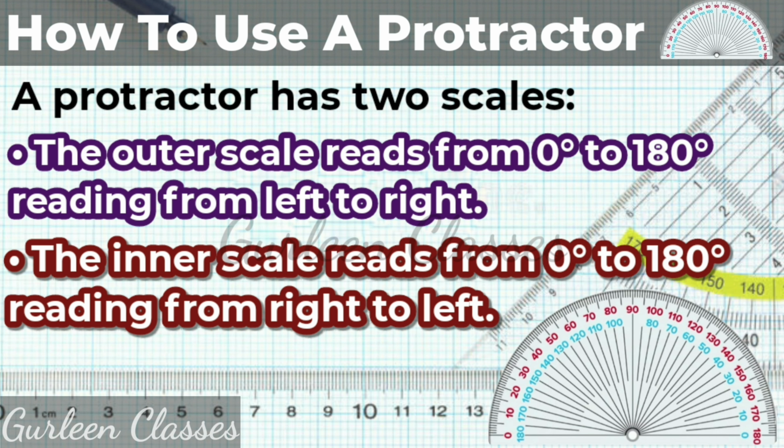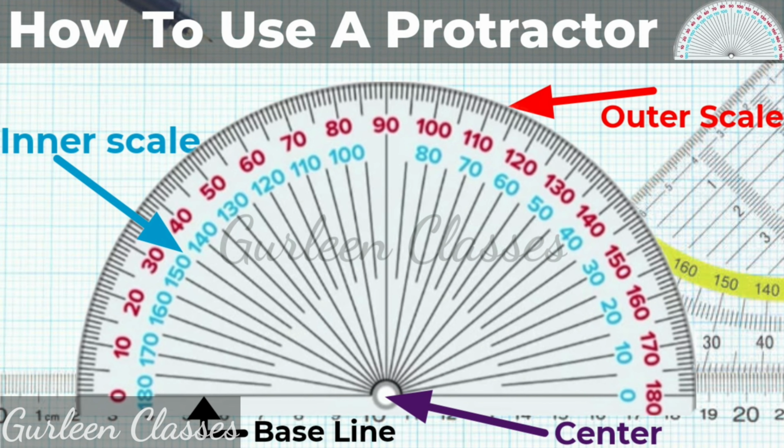First topic for today, how to use a protractor. There are two scales in a protractor, inner scale and outer scale. Here I have marked the inner scale with blue color. As you can see, it reads from right to left. And the outer scale I have marked with red color and it reads from left to right.